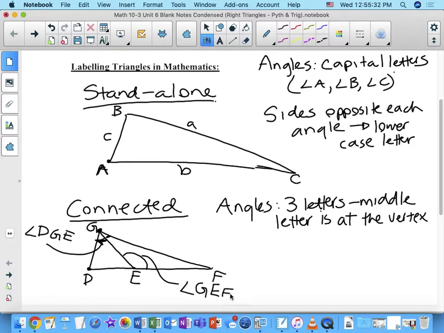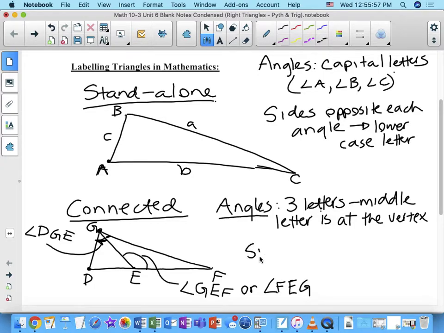Okay? The other thing that you could do, though, is start on the right side, at F, and then go to E, and then go to G. You can also name it that way, or angle F, E, G. Still the same angle. Okay, so that's how we name angles.